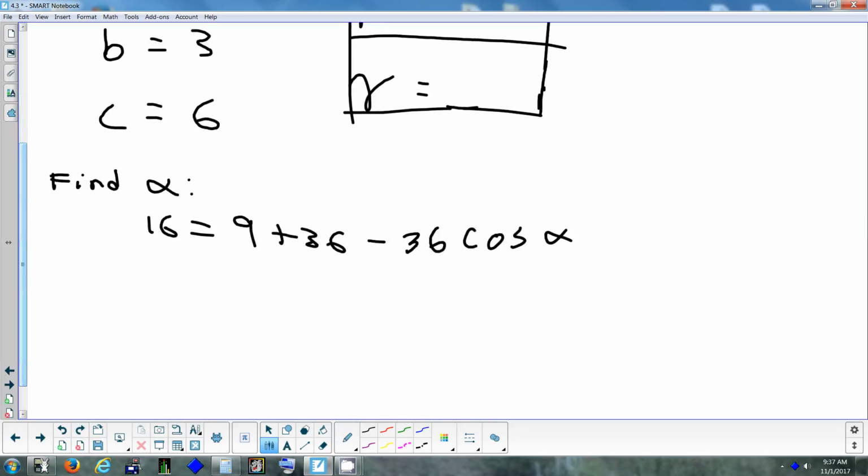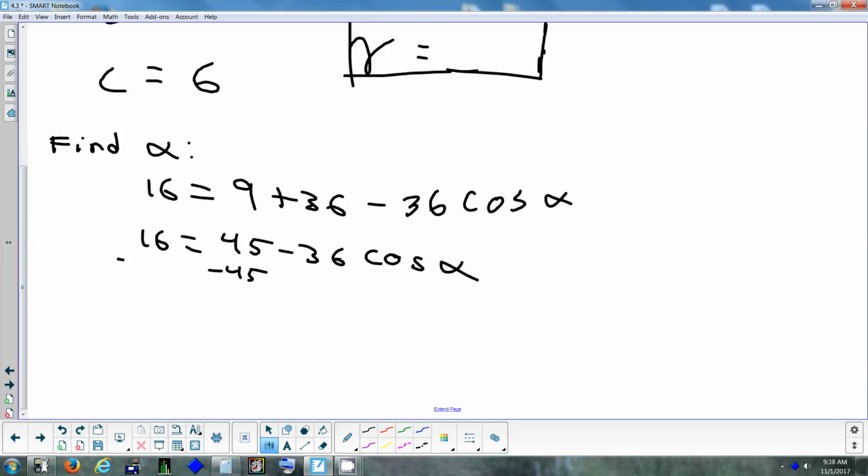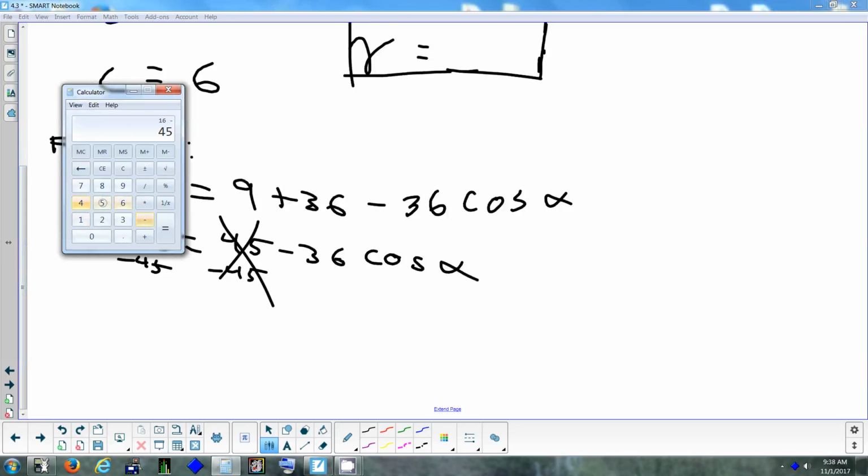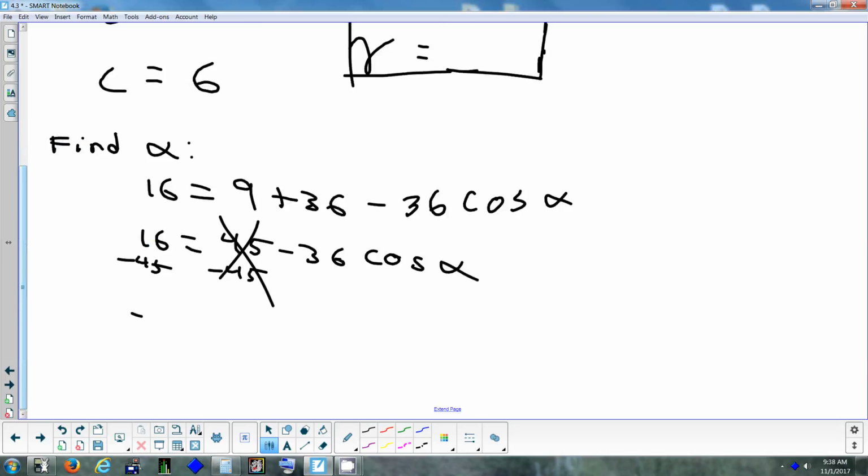Katie, can you tell me what I can simplify on the right-hand side? Yep, we can add 9 and 36, and it gives us 45. Macy, can you tell me my next step? Subtract 45. Yep, we're going to subtract 45. You cannot do 45 minus 36 because the 36 is multiplied by a variable, cosine alpha. All right, so we got 16 minus 45 is negative 29.